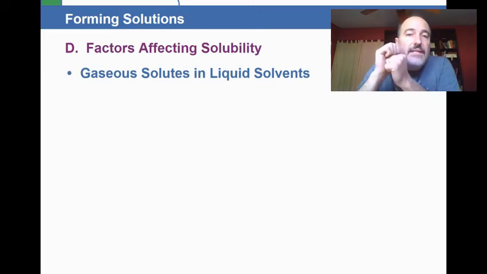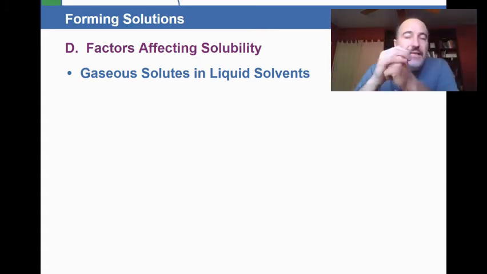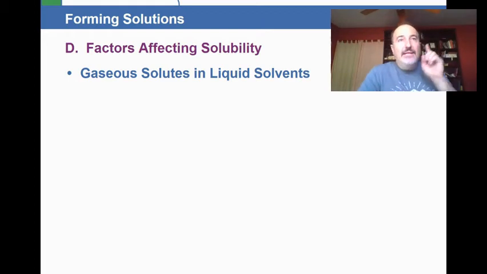Now, another set of factors I want to look at are when you have gases dissolved in liquids. The classic example of this is when you have carbon dioxide dissolved in water and you have soda, like a Sprite or a Coke or something. And here, the factors are different. It's different than with the solid.